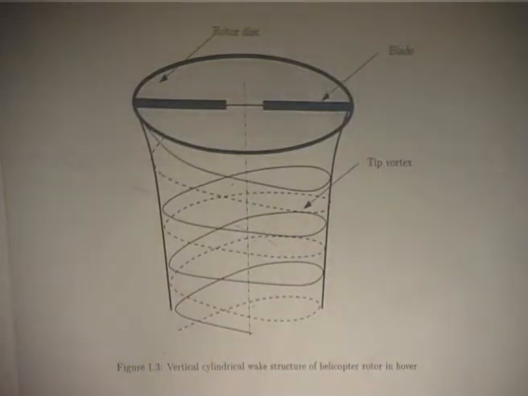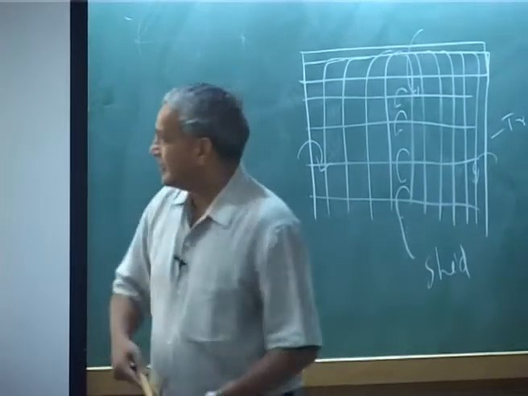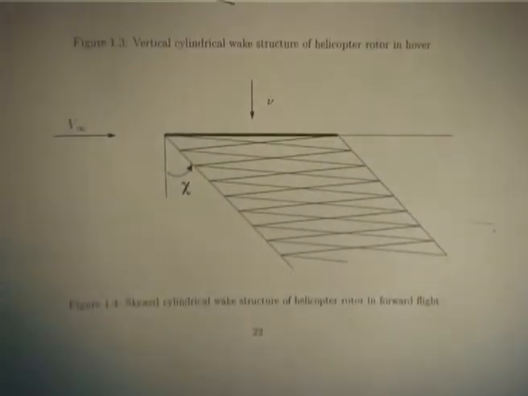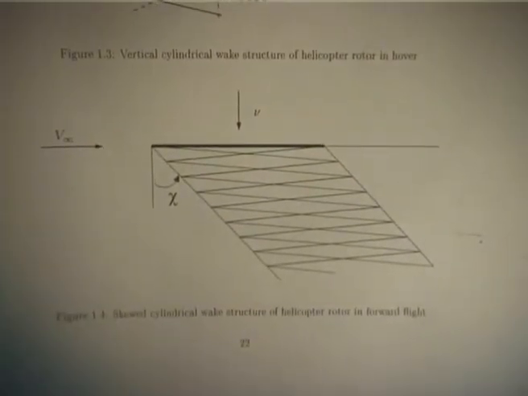But when you go to forward flight, please understand what will happen is the rotor disc is not stationary, it is moving. When it starts moving, whatever it leaves, that wake is going back, and we will take it like this, as though this is pushed backwards. Okay.